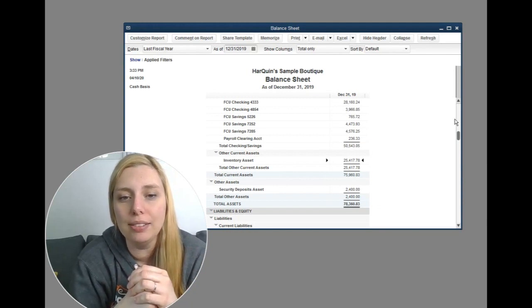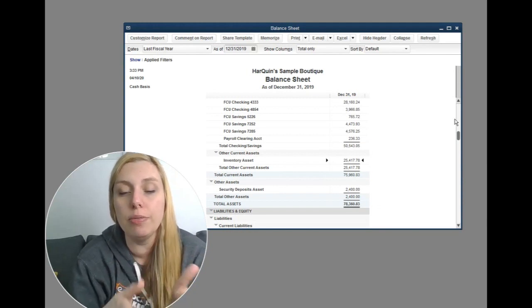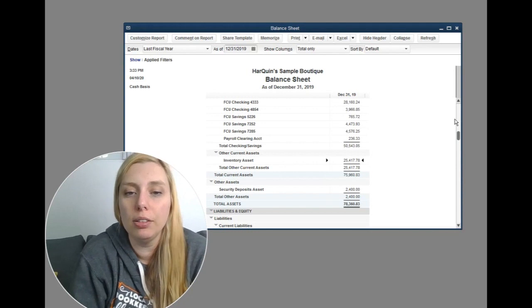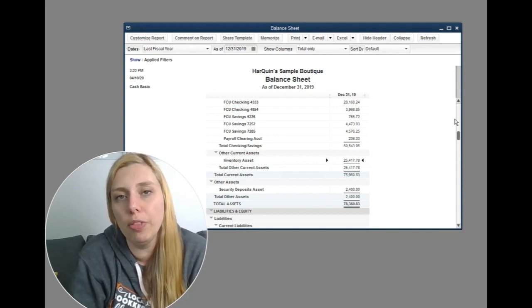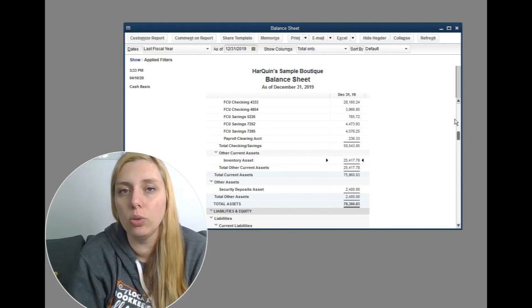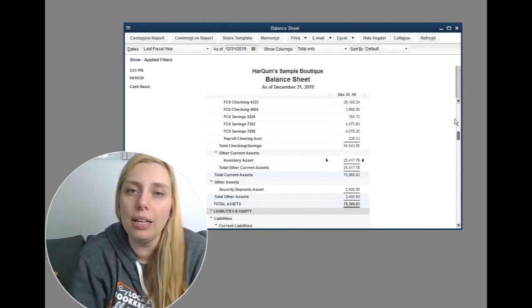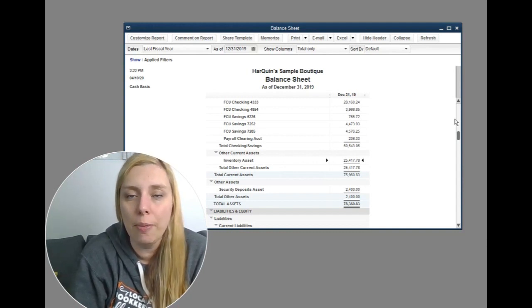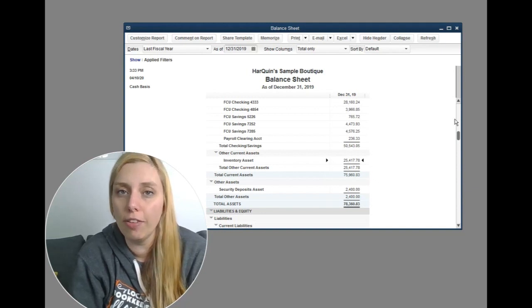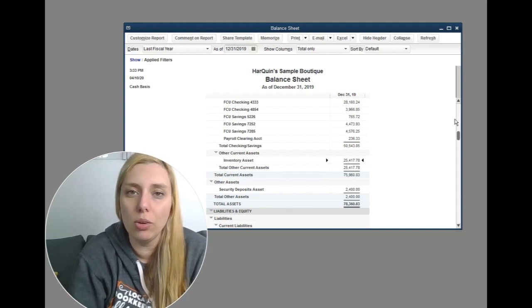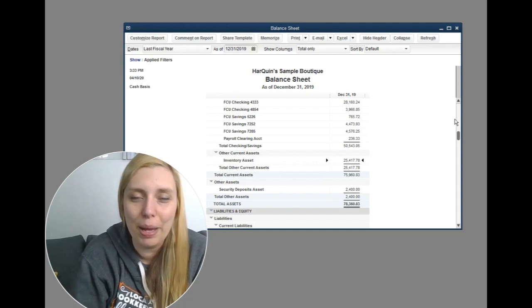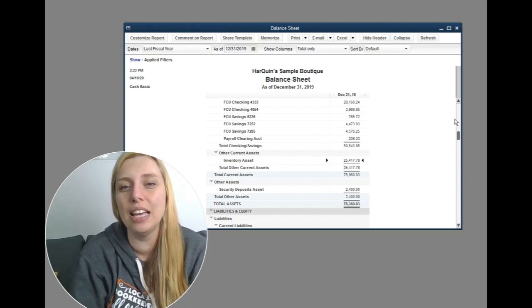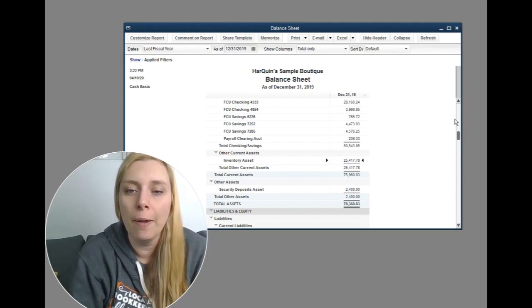All right, the last asset we have here on this sample balance sheet is security deposit asset. So a lot of people think when they start to rent a warehouse or a storefront that their deposit is an expense, but it's actually an asset because you can get it refunded. I know a lot of landlords don't necessarily refund that, but it's an asset until it's officially expense.